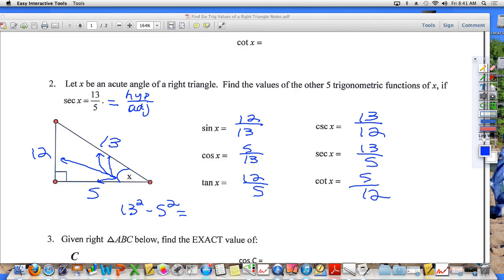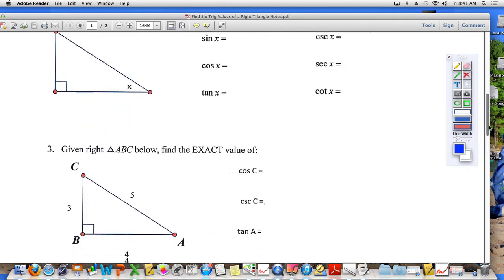Not so bad, right? This isn't horrible. Number 3.